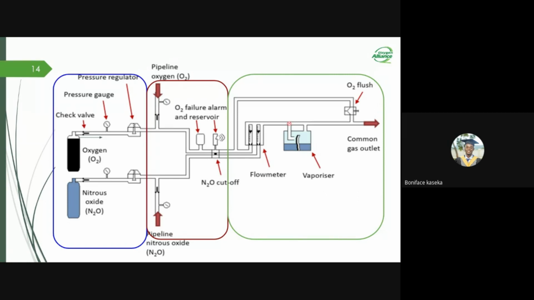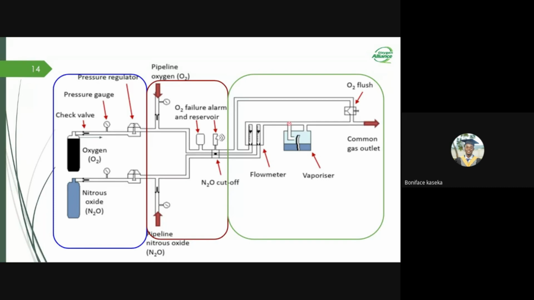So we can see that there are oxygen as well as nitrous oxide cylinders. And after that, we have the check valves. The check valves are one-way valves. They simply avoid the backflow of the gases into the atmosphere or into the cylinder itself. And moving on, we have a pressure gauge. The pressure gauge indicates the pressures that are available in the cylinders.